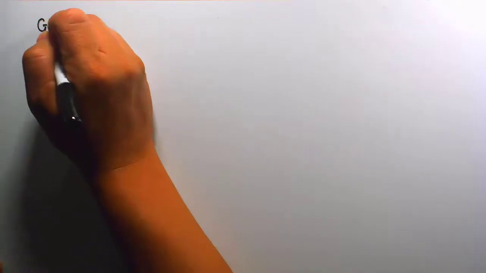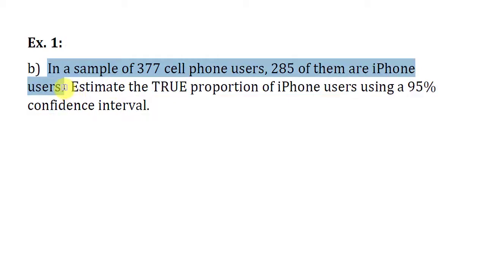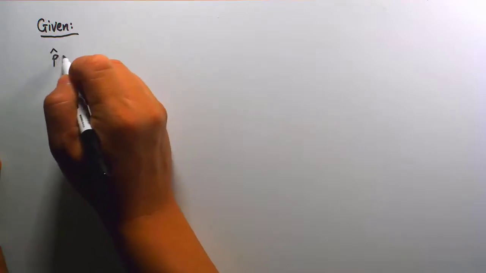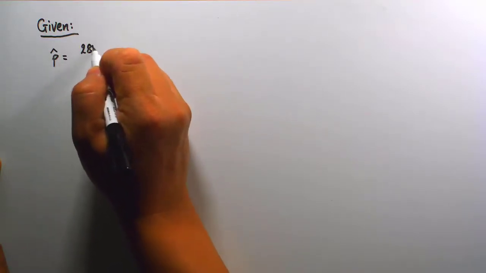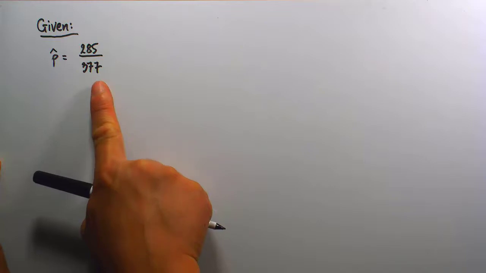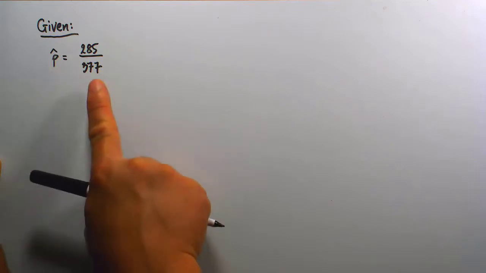So once again, let's list down the given information. This time I am going to list down the given information according to the order of how the problem was written. So in a sample of 377 cell phone users, 285 of them are iPhone users. So this beginning description is now telling us that we have a sample proportion value 285 over 377. And now we actually realize that this is the exact same sample proportion we had in our part A previously.